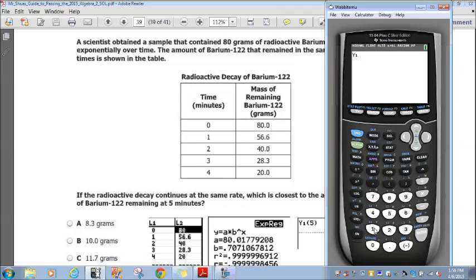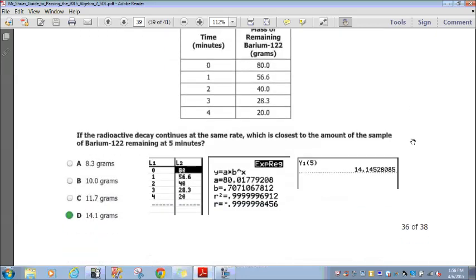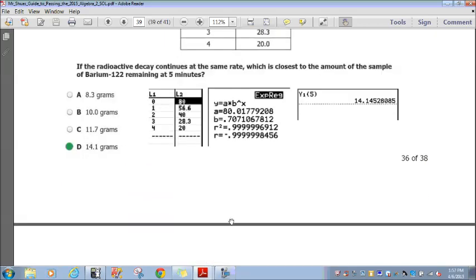I want to know what Y1 equals when it's 5. So I put in parentheses 5. What is this function when it's at 5? And it's 14.14 is what we have here. Let's look at our answer choices. 14.1 grams, that is the closest. That matches, so choice D is what this is. Okay. Woo! 2 more questions to go.